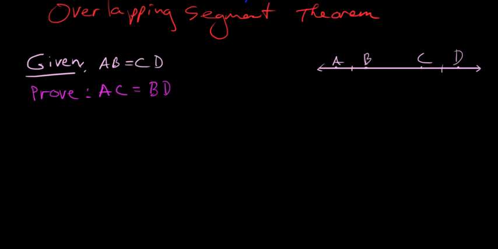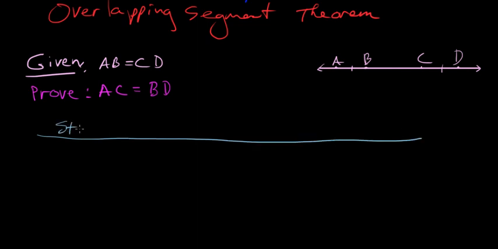And here's how we're going to do that. We're going to do a two-column proof this time. We're going to do a statement and a reason, because everything we say has to have a reason. So let's start with something interesting here.